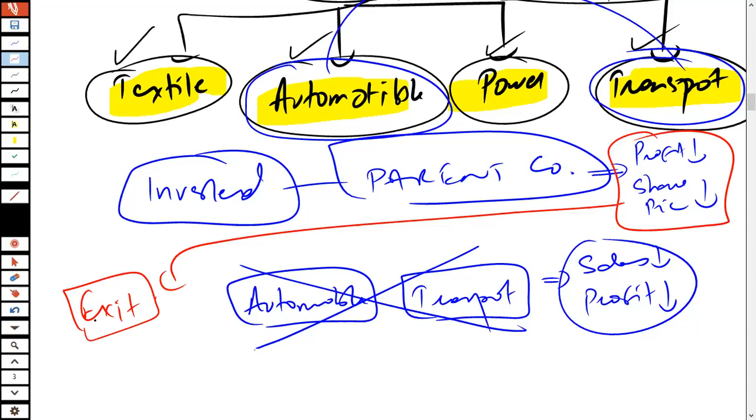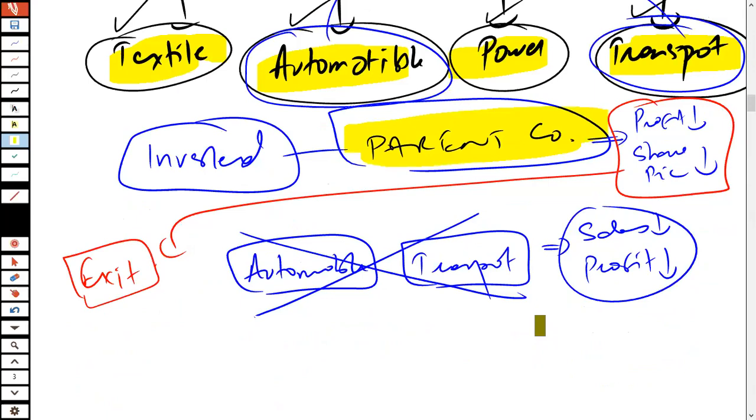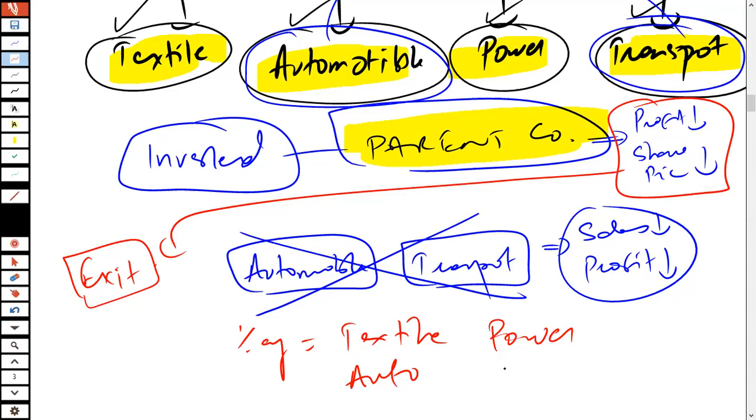Now, the problem that arises is if this specific parent company is not disclosing in its financial statements how much proportion of its revenue is from the textile sector, how much from the auto sector, how much from the power sector, how much from the transport sector. If this entity is not disclosing this in its financial statements, how would I, as a user of the financial statements, know what my exposure is with respect to investment in this company? I would never know about it.